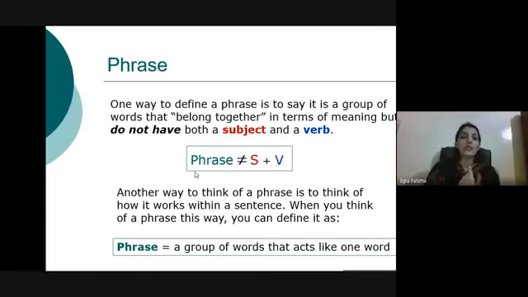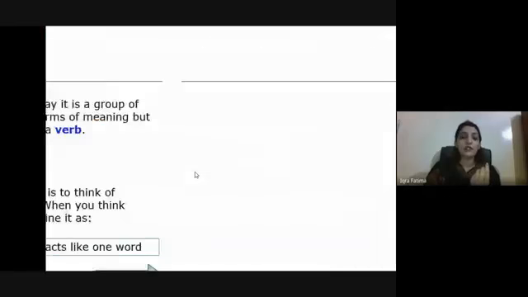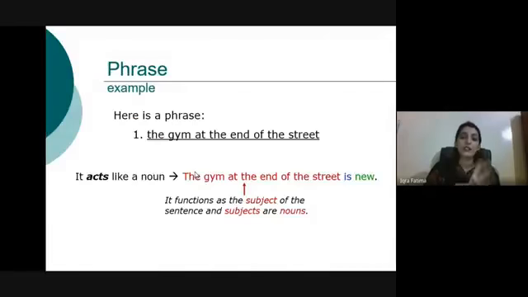So a phrase could be a prepositional phrase. Now we will see in the example first, then we will talk about the types. Now here is an example: the gym at the end of the street. This is a phrase because this does not carry a subject and this does not carry a verb, but it is acting like a noun here. Now it's a group of words, it is confirmed that it is a phrase, but now it should be a single grammatical unit. Here this is a noun.